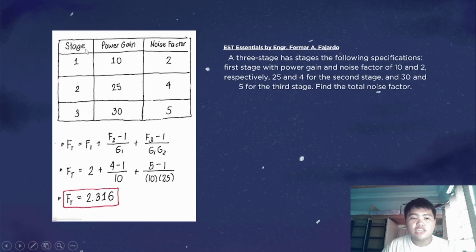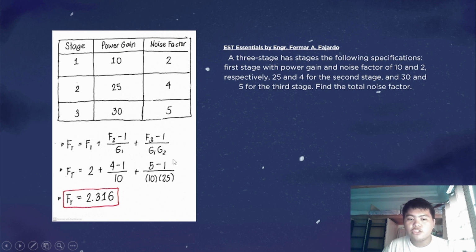So we have stage 1, which has a power gain of 10 and a noise factor of 2. Stage 2 has a power gain of 25 and a noise factor of 4. Stage 3 has a power gain of 30 and a noise factor of 5. So we will use the Friis formula in order to find the total noise factor. So we have this equation, F sub t is equal to F sub 1 plus F sub 2 minus 1 over G sub 1 plus F sub 3 minus 1 over G sub 1 times G sub 2.